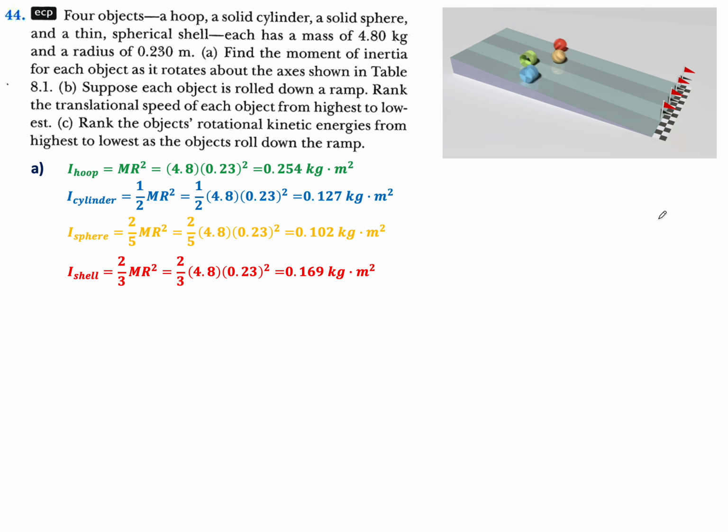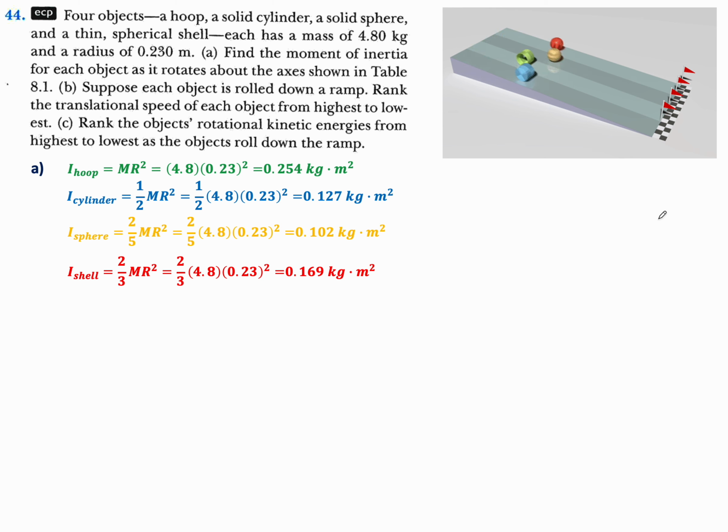You'll notice that the loop, or the hoop, has the greatest rotational inertia. Therefore, it's the most difficult to get rolling, and it's lagging behind all the rest. Whereas the sphere has the least amount of rotational inertia, and it's the easiest one to start rotating, and it easily wins the race, even though they all have the same mass and the same radius. And this goes down to part B.